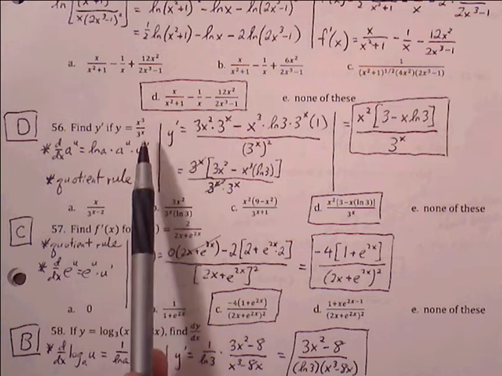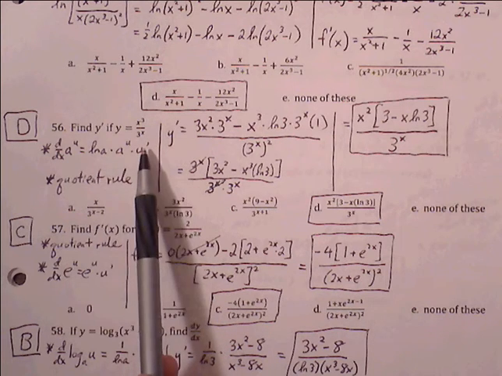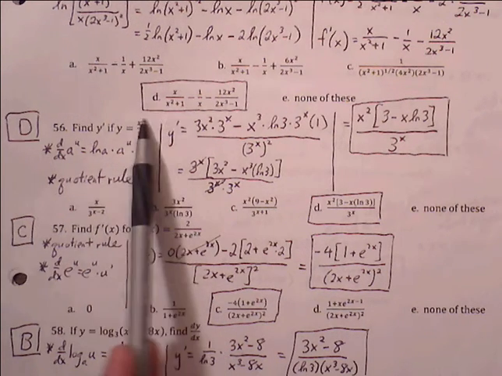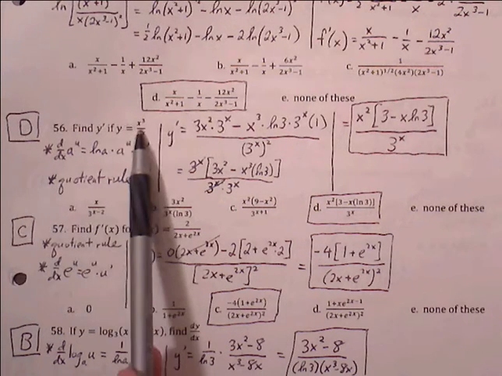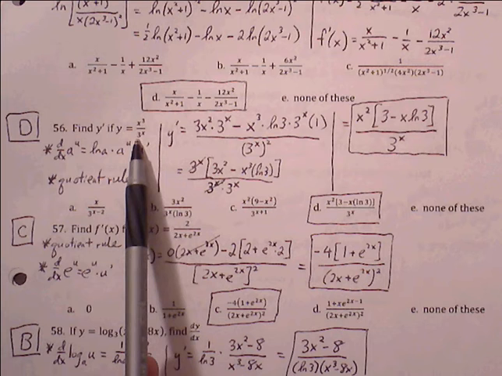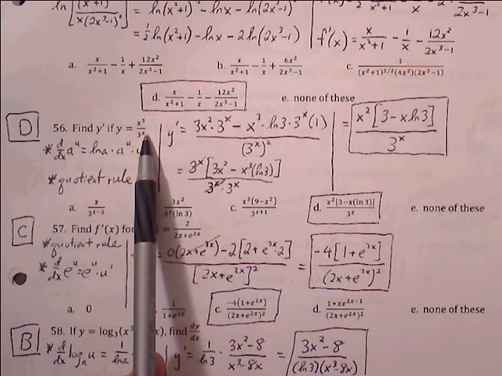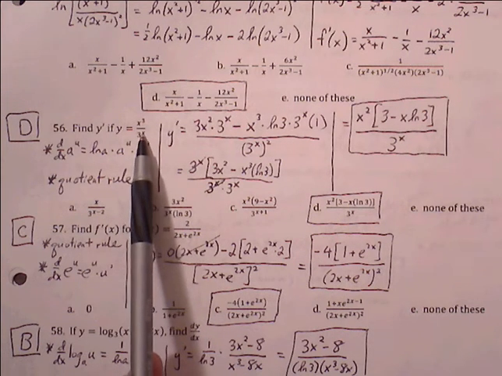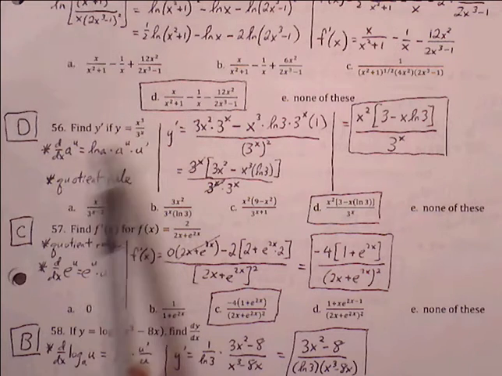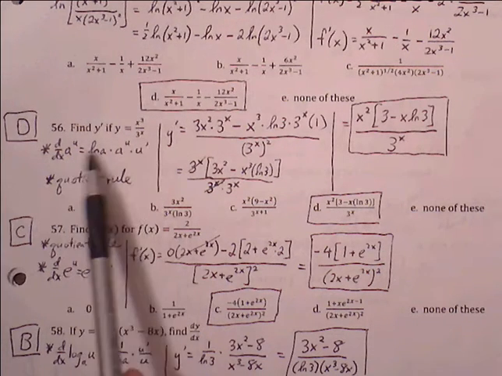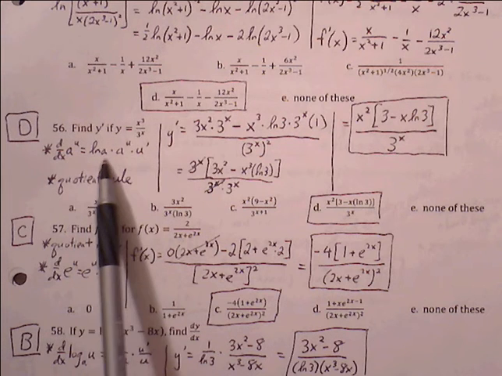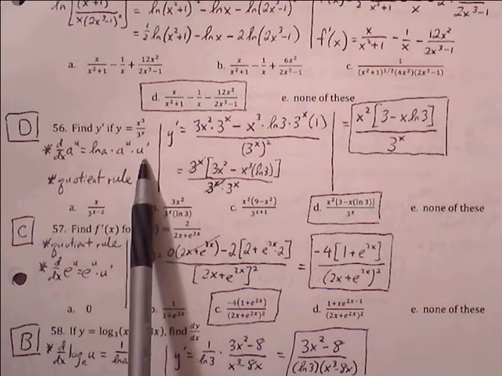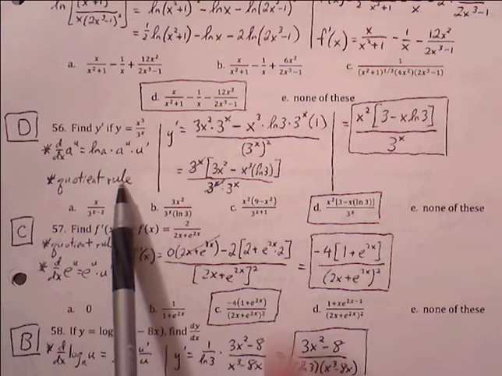56, find y prime if y is equal to x cubed over 3 to the x. Notice we have numerator and denominator portions, so we have to go through quotient rule. But if you look at the denominator, this is a base raised to an exponent. So this is in the form of an exponential function, but it's not base e, this is base a. So the derivative for base a to the u is natural log of a times a to the u times u prime.